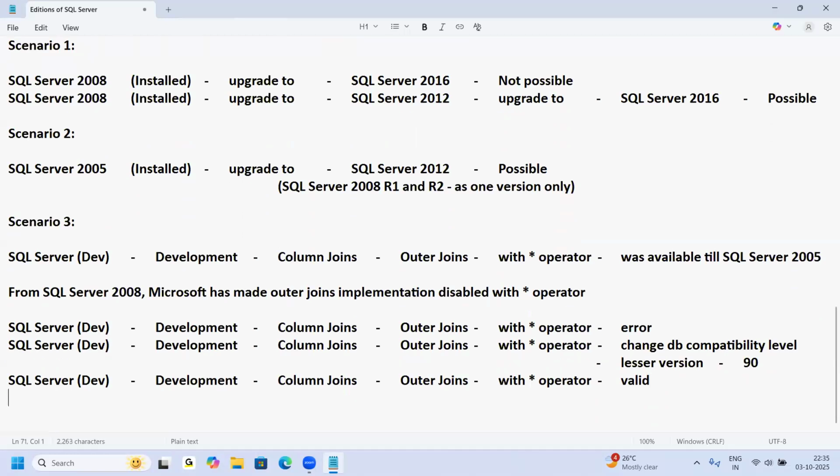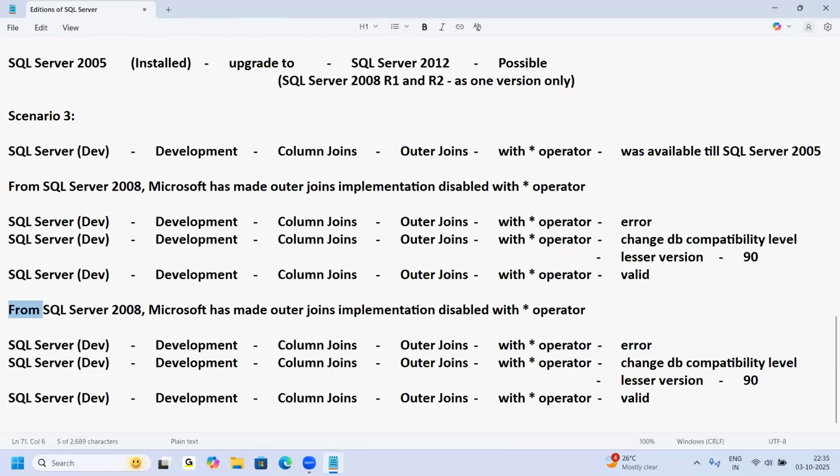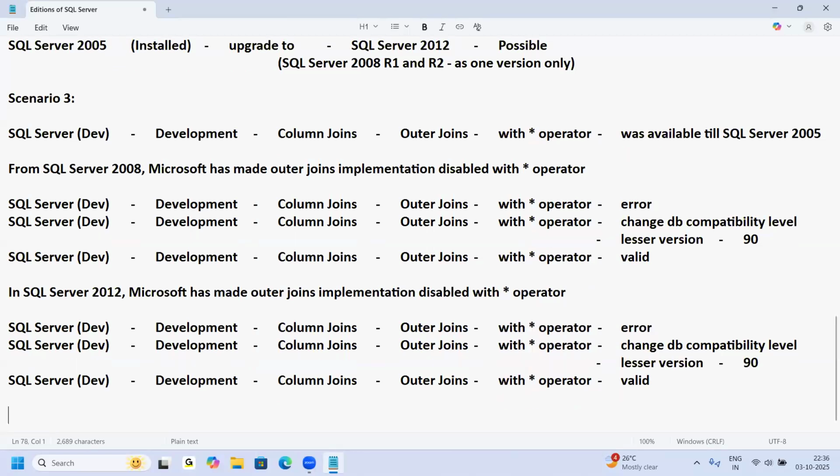Again, the same thing I'll repeat, just changing the number. Now in SQL Server 2012, same story, error. Change the database compatibility level to 90. Can I do it? Yes. Because for 2012, and for 2008, going back by changing the database compatibility level to a lesser version, how many versions can you go back? Only two. How many versions can you upgrade? Only two.